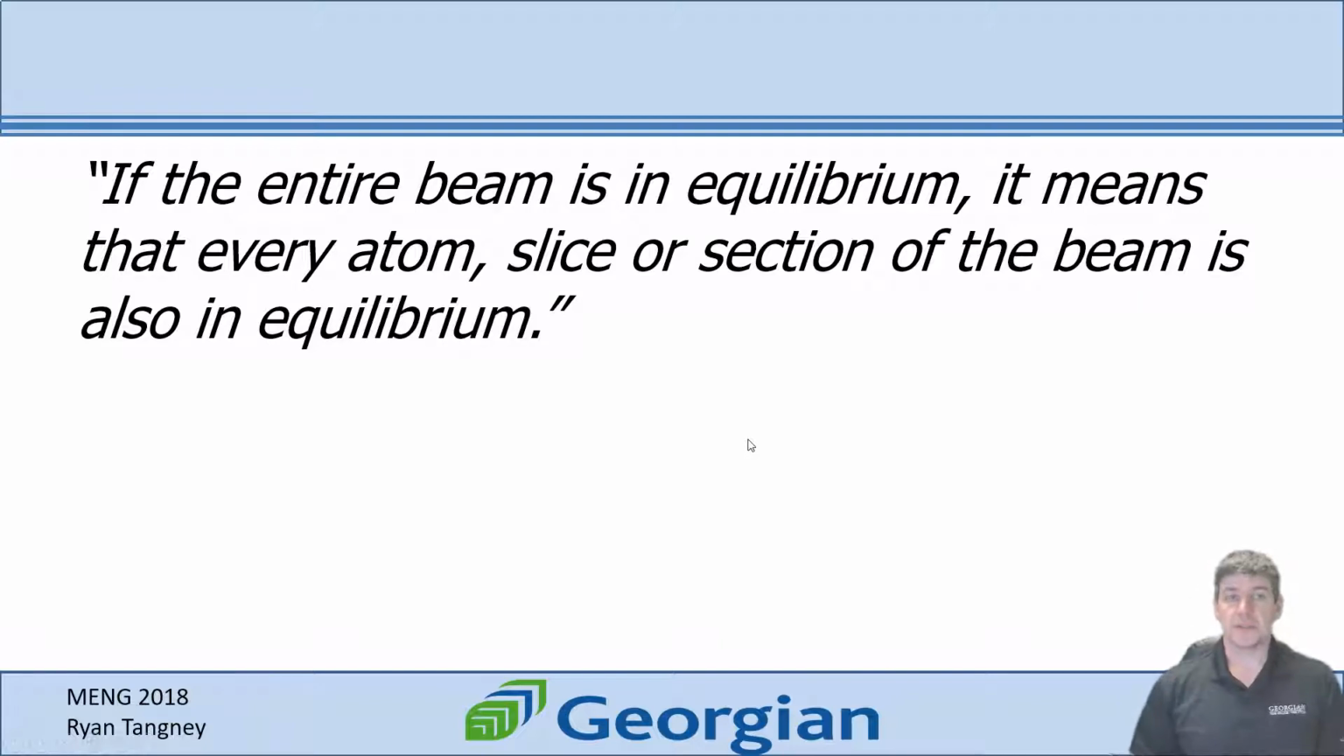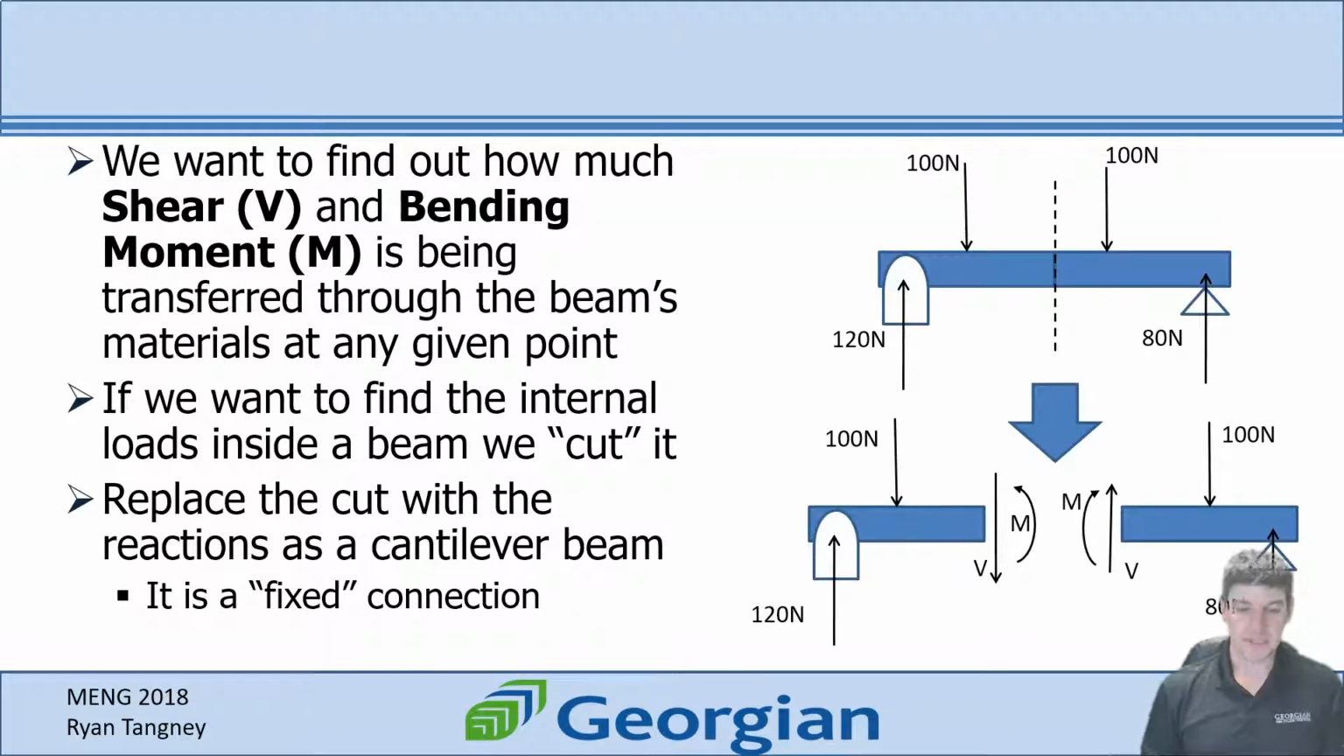And we can think of it this way. If the entire beam is in equilibrium, it means that every atom, slice, or section of the beam is also going to be in equilibrium. So by virtue of the fact that the whole thing is in equilibrium, any little slice or sliver or section or part of the beam that we look at, we can also consider to be in equilibrium. And that's a really important thing for us, because when we want to find out what those forces are, we have a method that we can use to find them.